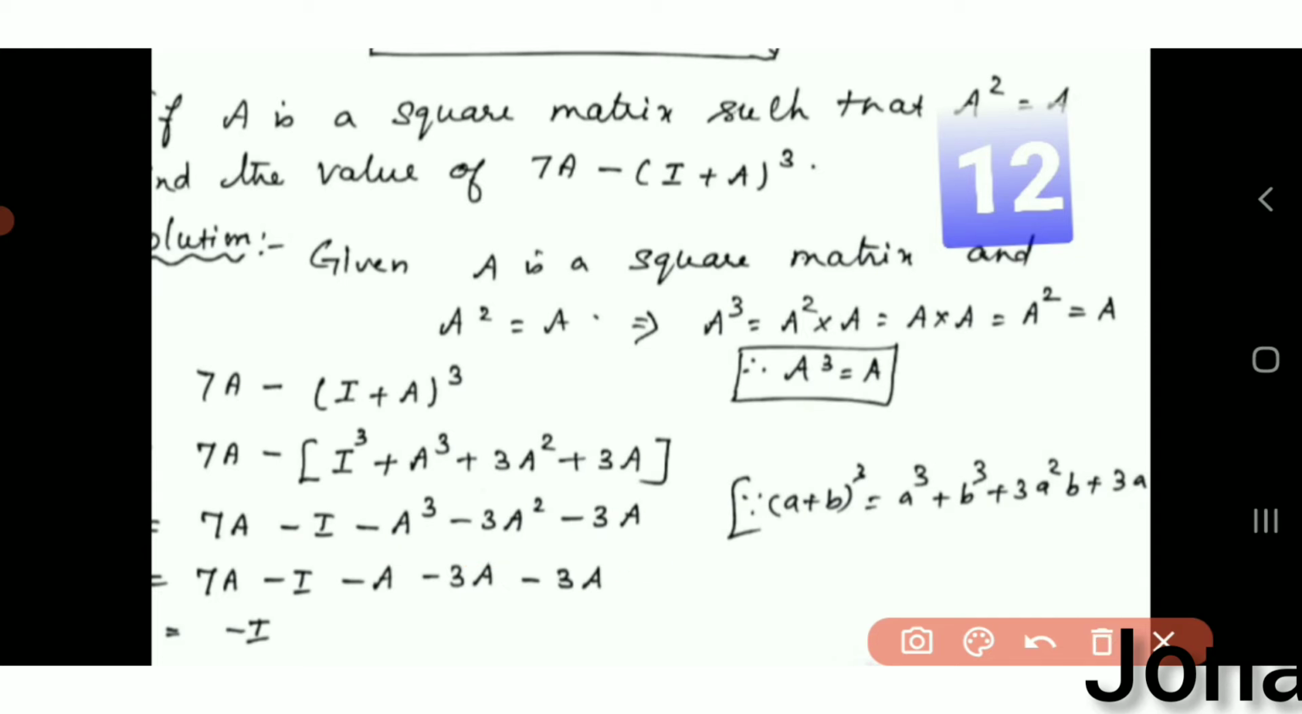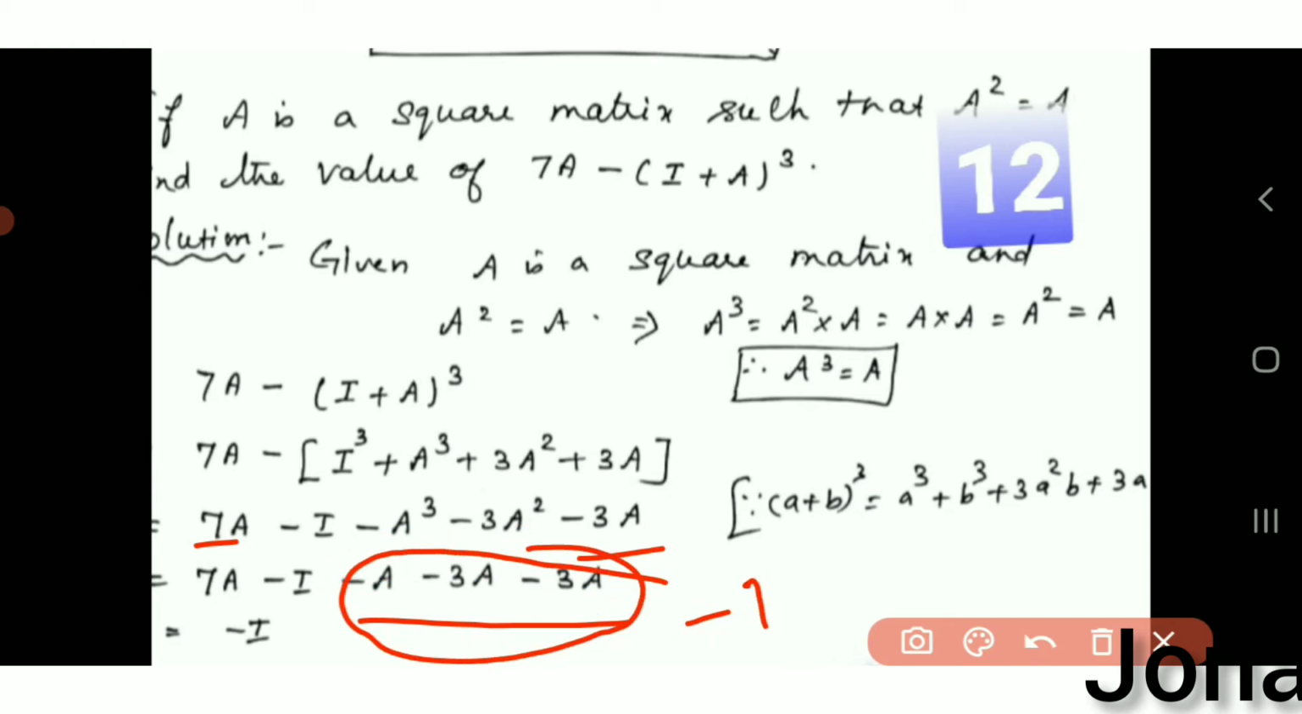So, we can simplify now. So, what we can simplify? Minus 3A and here 7A is here and minus 3A is nothing but minus 4A. And here we have minus A, minus 3A and minus 3A. It's nothing but totally minus 7A. So, already we have 7A. So, we can cancel this and this there. So, the remaining thing is minus I. So, the value of 7A minus of I plus A the whole cube is nothing but minus I.